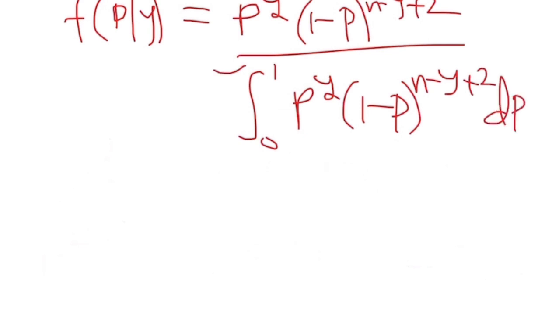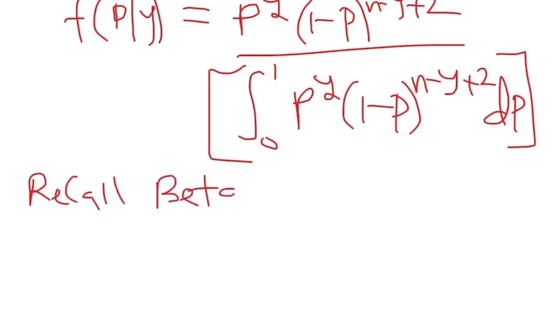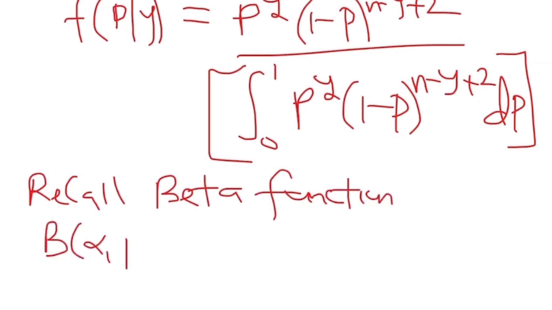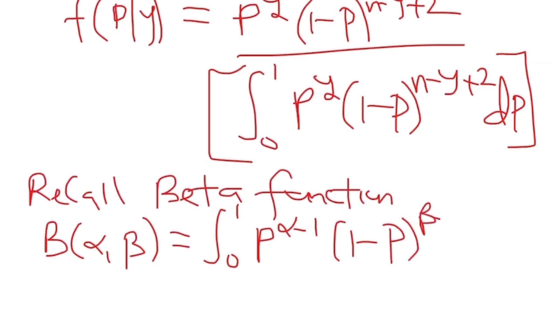Now I want to focus on this. I need to recall the beta function. In a beta function, B of alpha comma beta is the integral from 0 to 1 of p raised to the power alpha minus 1, (1 minus p) raised to the power beta minus 1 dp. When p carries alpha minus 1, if you add 1, that's going to be alpha. And on this one, (1 minus p) carries beta minus 1, so when you add 1, it's going to be beta.